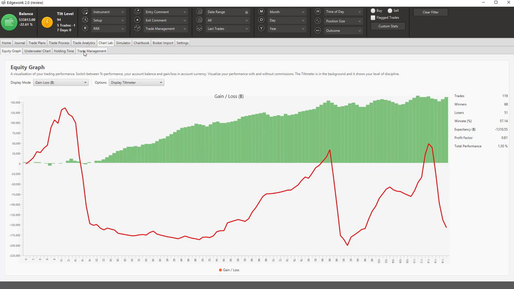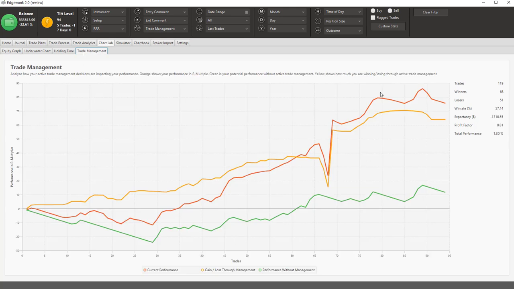We can take a quick look at the trade management graph, and overall we see that his performance is very, very nice. So the orange graph is above the green graph, which is the most important thing, because it means that his actual current trading performance in orange is much higher than the performance without management. So it seems like overall he's doing quite well with his trade management.